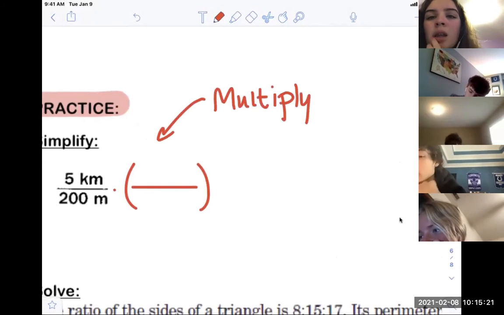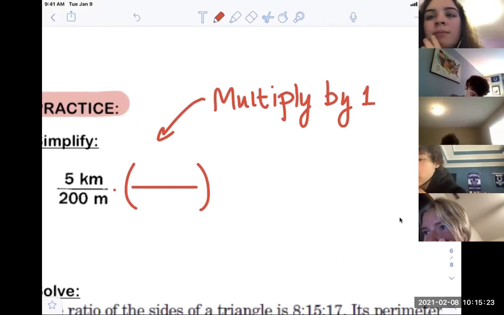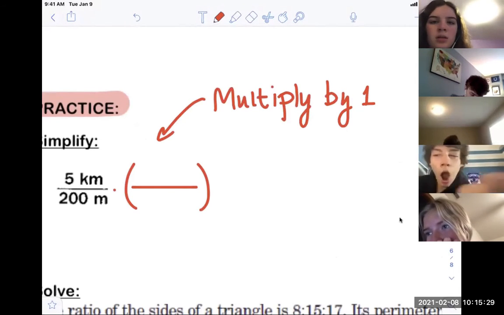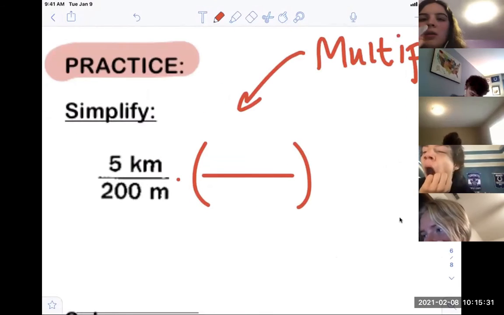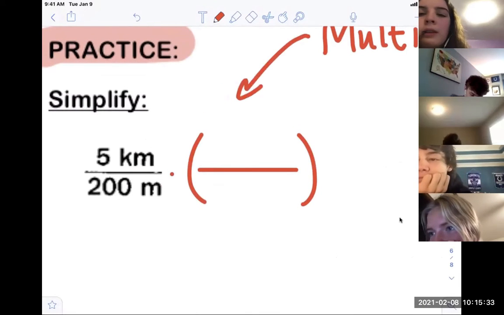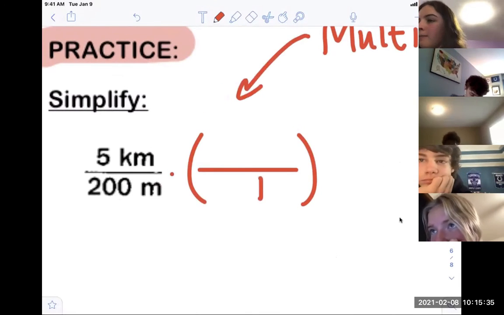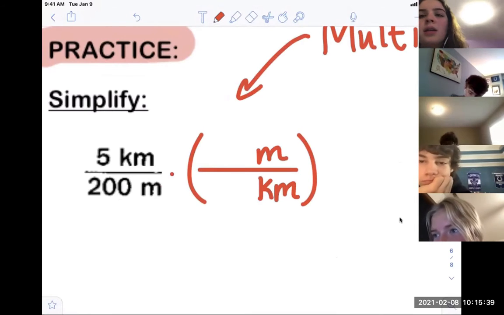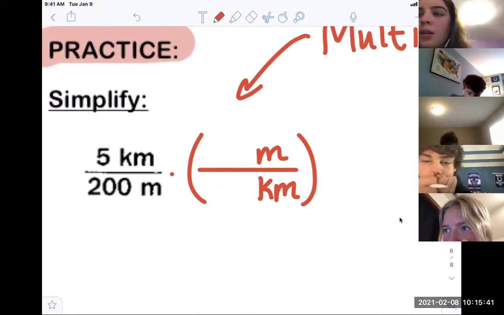In a special format. So you know that if you multiply a number by something other than 1, it's going to change the number. But because we're multiplying by 1, that means we're not changing the number, we're just changing the way that it looks. So there's 1,000 meters in 1 kilometer. I want kilometers on the bottom in order to cancel the kilometers on the top, and I want meters on the top to divide out with the meters on the bottom.